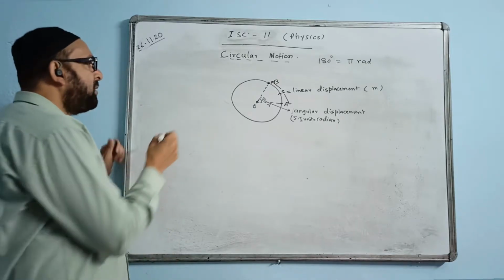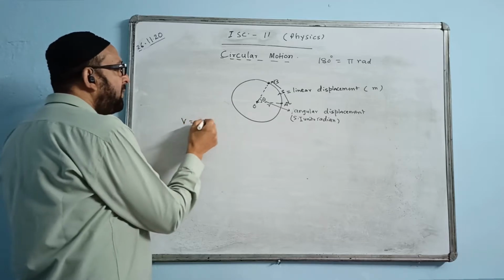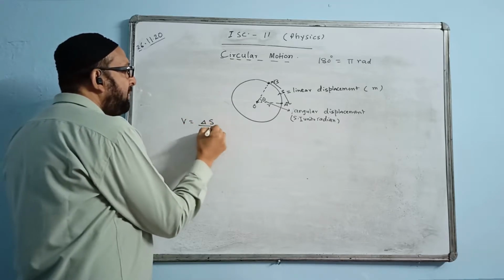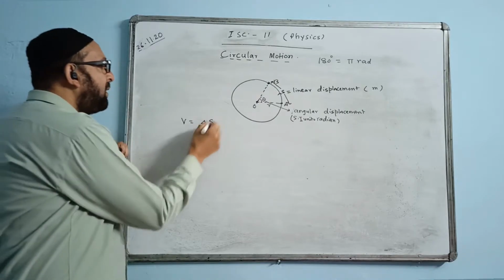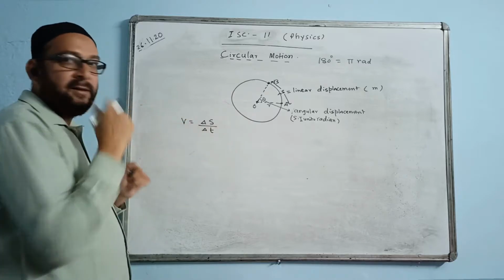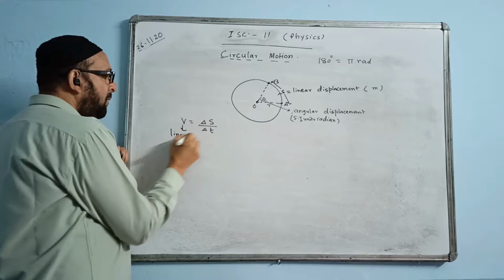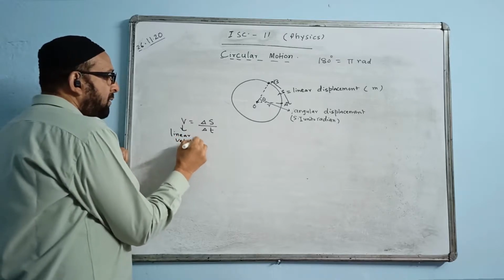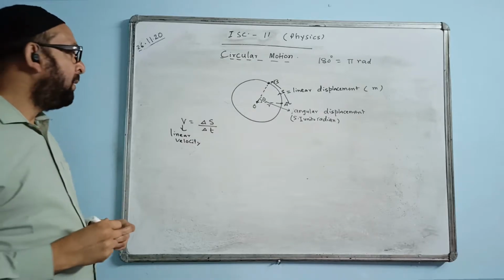Then what is the velocity? This is called linear velocity. V is equal to change in displacement by time, or displacement upon time. Delta S by delta t with respect to time, or we can write only S by t. This is called linear velocity, and the unit of linear velocity is meter per second.